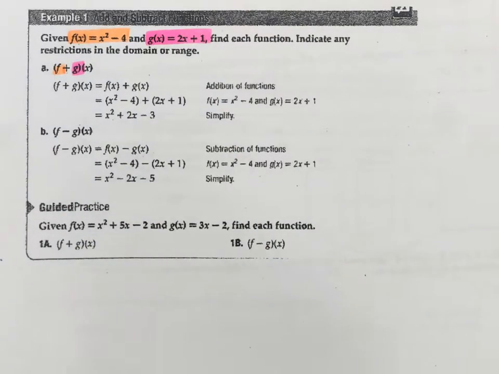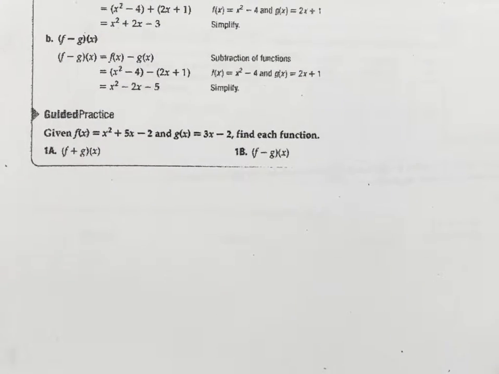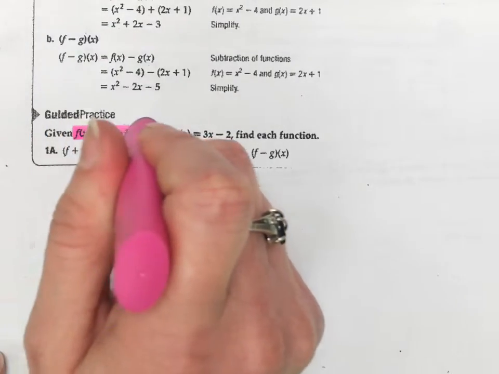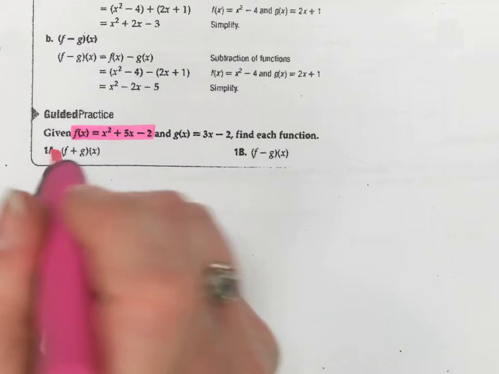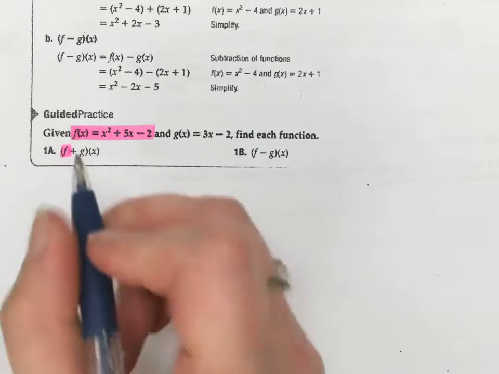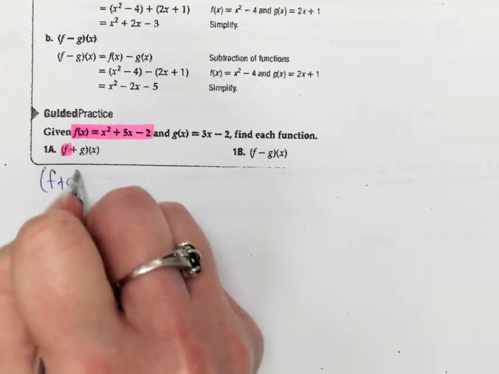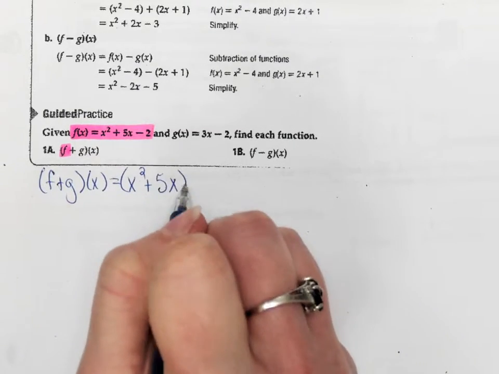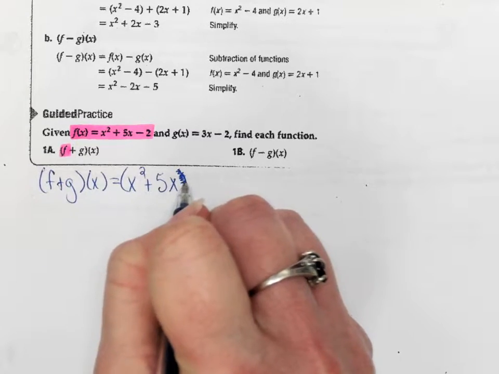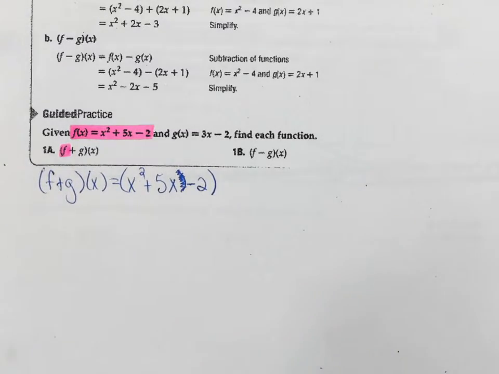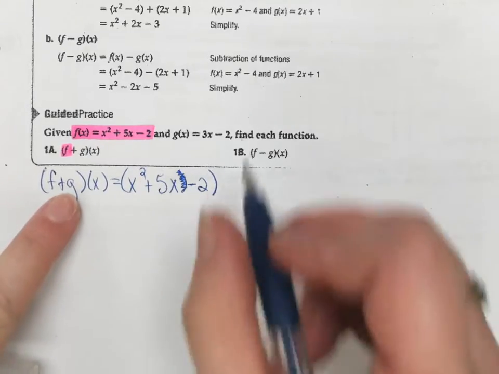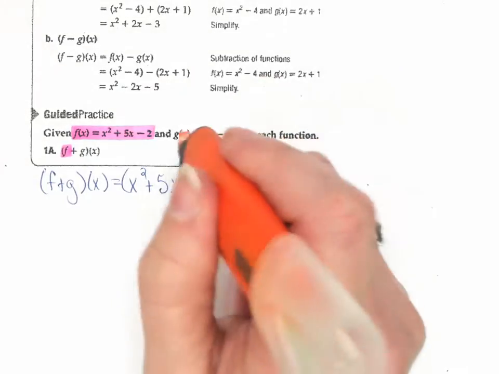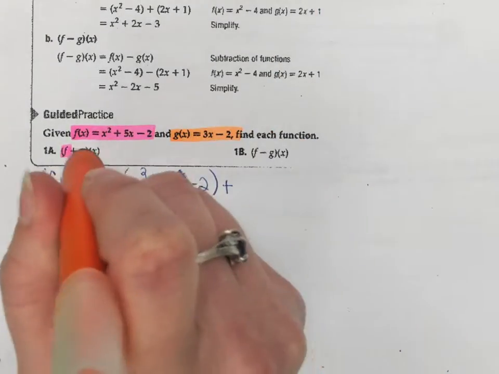Alright, so let's try an example. You ready? So let's stick down there at the bottom where it says guided practice. So it says f plus g. So we're going to take the function f, which is x squared plus 5x minus 2. So here we go. Make sure you put it in parentheses. Oh, shoot. Put parentheses. I said parentheses and wrote it. Okay? And then we're going to add, so we're going to put a plus sign, the function g, which is 3x minus 2.